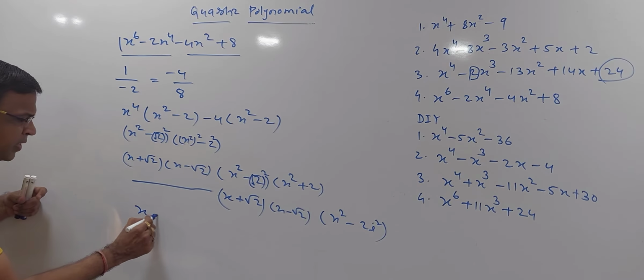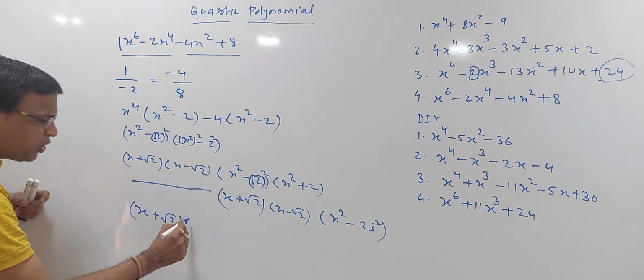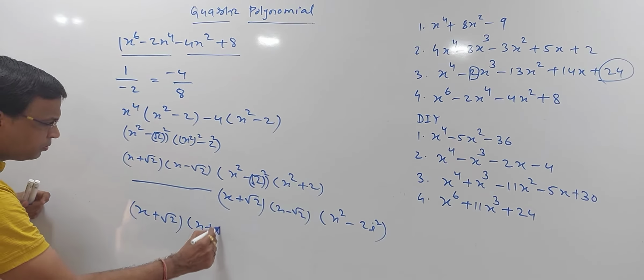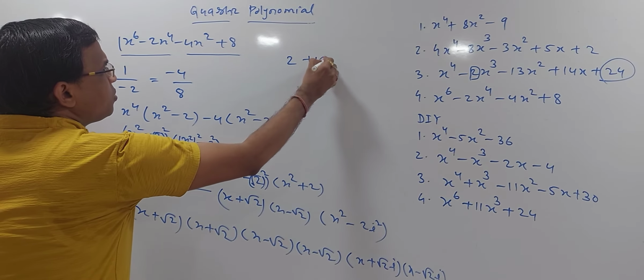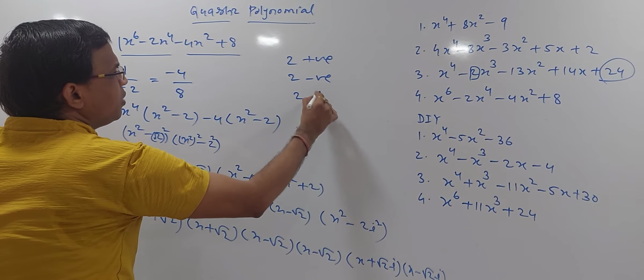So finally I am writing it x plus root 2, one more time x plus root 2, x minus root 2, one more time x minus root 2, and this is x plus root 2i and x minus root 2i. That is the final answer for this question. I am repeating, maybe if it is not visible to you: x plus root 2, x plus root 2, x minus root 2, x minus root 2, x plus root 2i, x minus root 2i. So basically, I am getting 2 positive roots, 2 negative roots, and 2 imaginary roots.